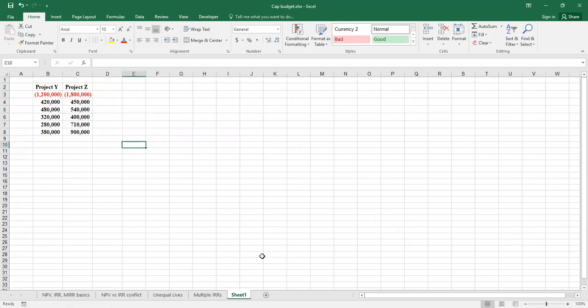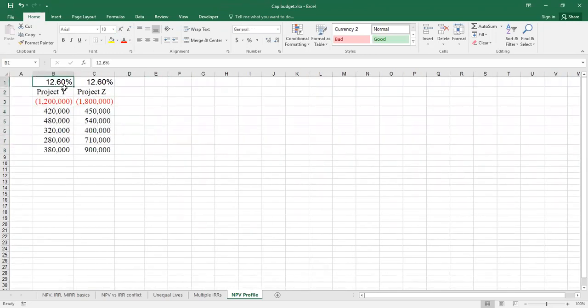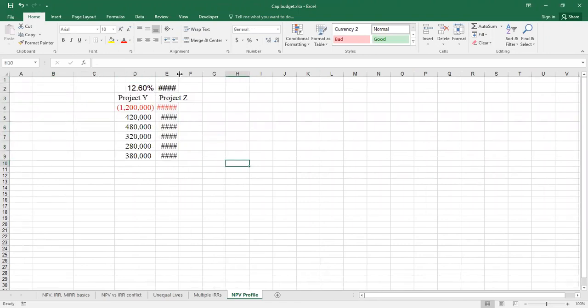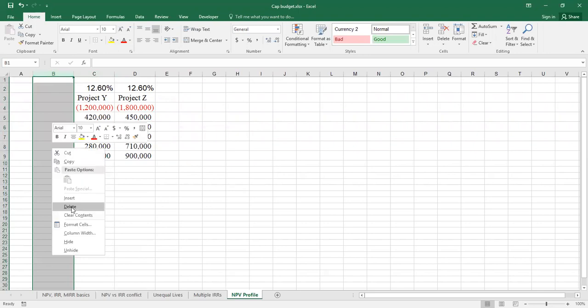Alright. Yung last lesson natin, sorry hindi ko nalagay ito. NPV profile. This is 12%. 12.6 ba? 12.6. Pareho lang naman 12.6. Okay, what we're going to do here is gagawa tayo ng NPV profile.